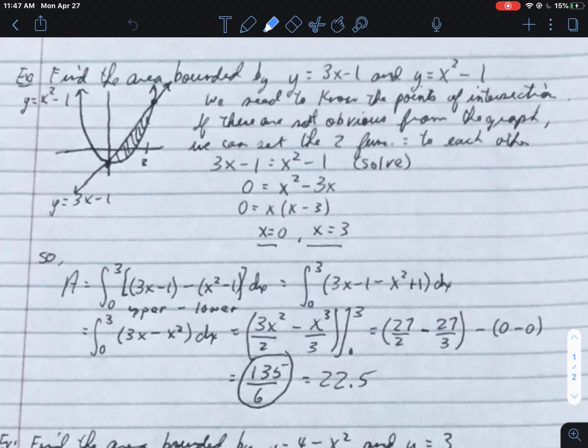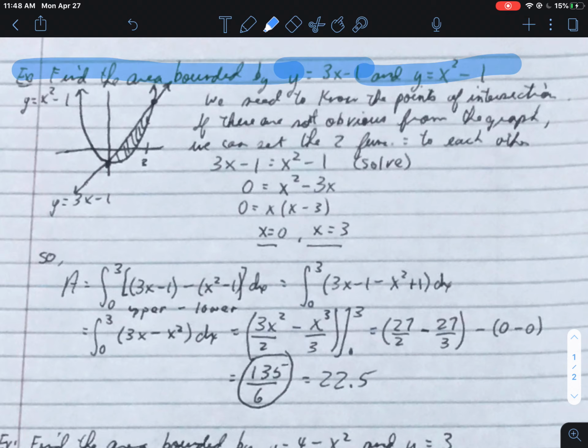So for example, finding the area bounded by the graphs of y equals 3x minus 1, nice little linear function, and y equals x squared minus 1, nice little parabola. So I went ahead and graphed those two, because you do need, of course, to know which one is on top and which one's on bottom. And if you can tell that without graphing it, then great.